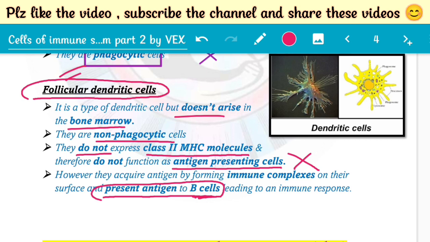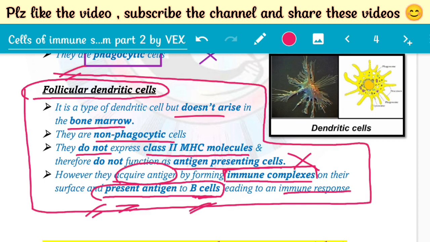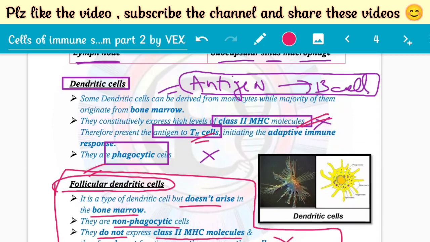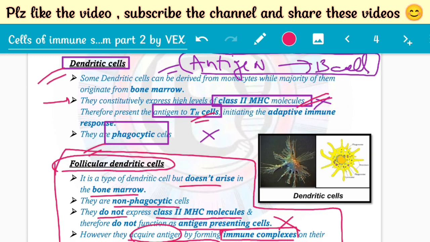But we cannot call them antigen presenting cells, because I just explained this process. They are presenting antigen, but to B cells. And how are they presenting antigen if they are not using phagocytosis, how are they capturing the antigen? They acquire the antigen by forming immune complexes. Basically they attach that antigen to the surface by forming immune complexes, and from the surface they present it to B cells, leading to an adaptive immune response. So you need to remember this specific case of follicular dendritic cells. But yeah, most dendritic cells act in that typical dendritic way.